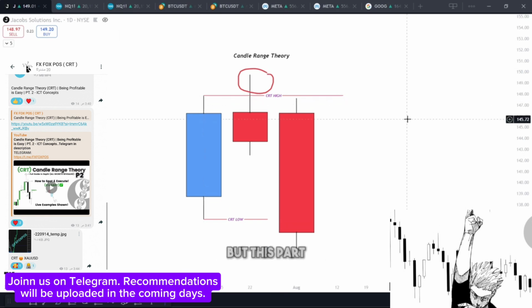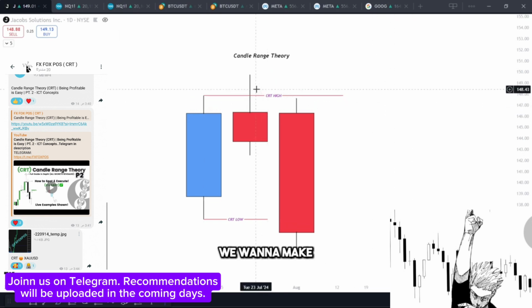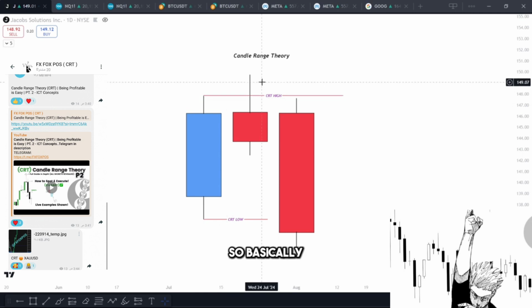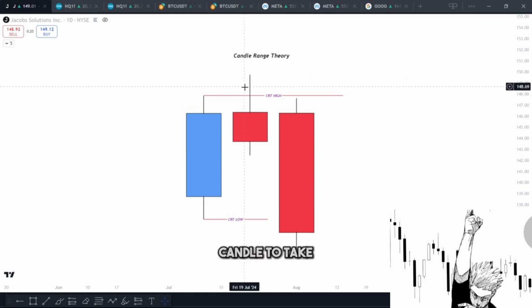Now, all we're looking for is price to come and break above either the high or low of this first candle right here, but this part right here is the most important part of this concept, so make sure you're listening. We want to make sure that the body of the candle, which is this colored part right here, does not close above the high of this first candle. So basically all I'm looking for is the wick of the candle to take out the high and the body of the candle to close under the high.